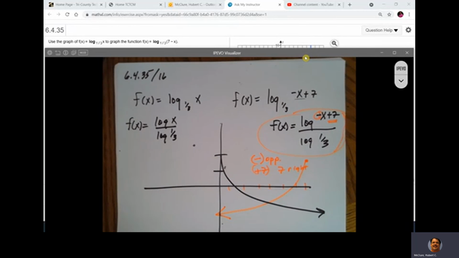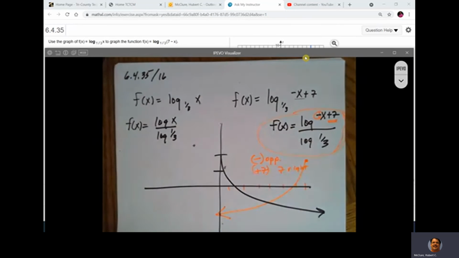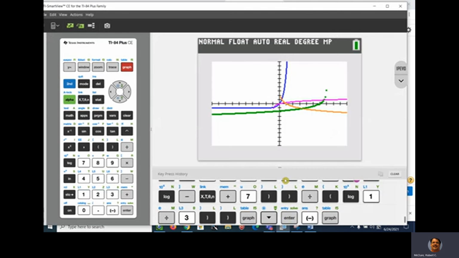And of course, you could do that on your graphing calculator. Once you put it in the change base formula, you can put this in the calculator and then put that in the calculator. And I think I did that for you. And the two that we're talking about is the green and the orange. See the orange? It's going that way.